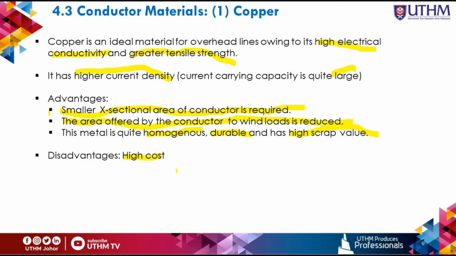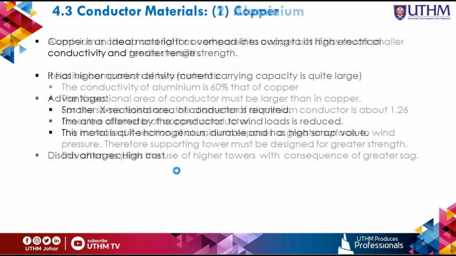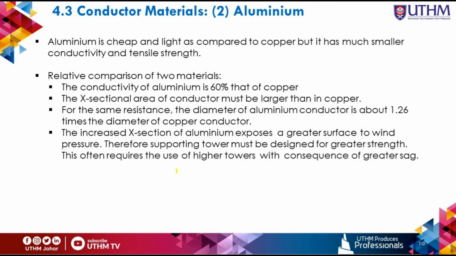So nowadays, the trend is to use aluminium in place of copper. Next conductor material is aluminium. Aluminium is cheap and light as compared to copper, but it has much smaller conductivity and tensile strength. The relative comparison of the two materials is given briefly below.